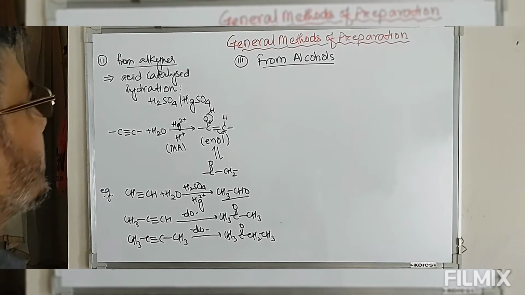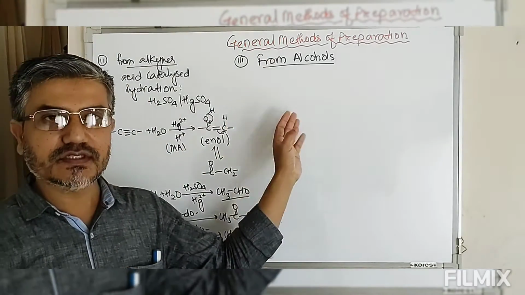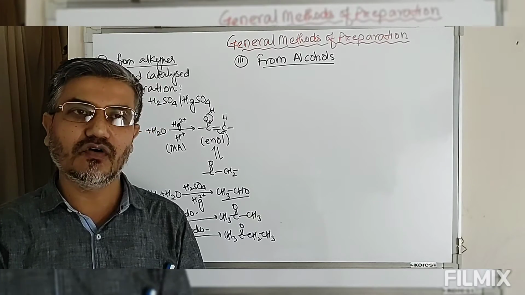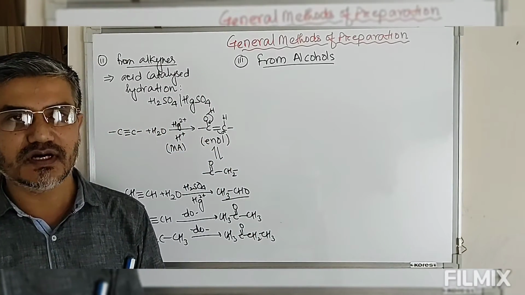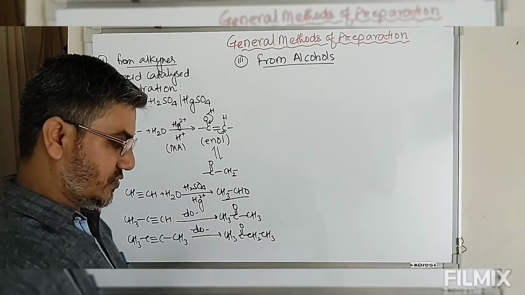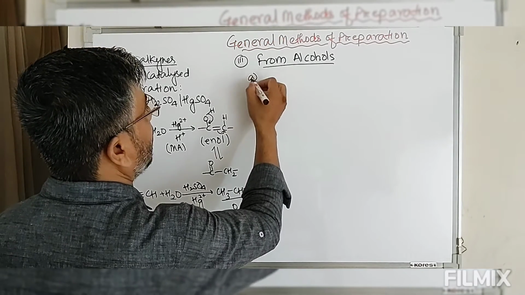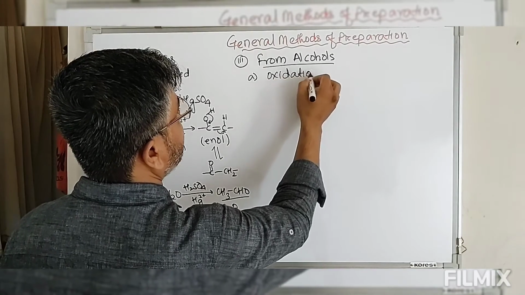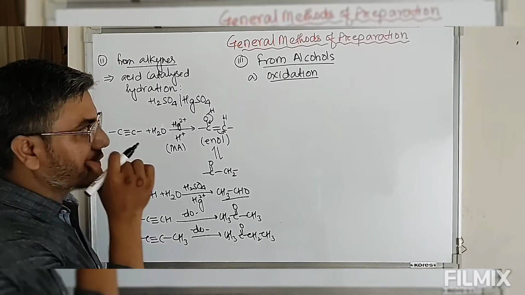Now next method is from alcohols. Now these alcohols, now look at this. Again we are using the chemical properties of alcohol. That chemical property of alcohol is used as a general method of preparation of aldehydes and ketones. So the first is oxidation. Oxidation of alcohols gives you aldehydes and ketones.